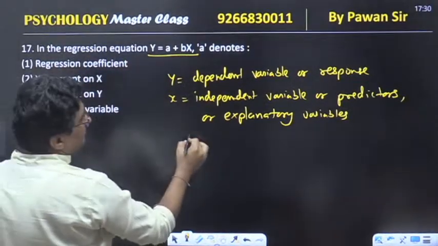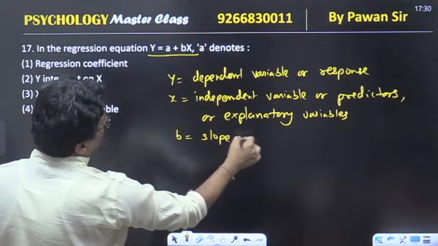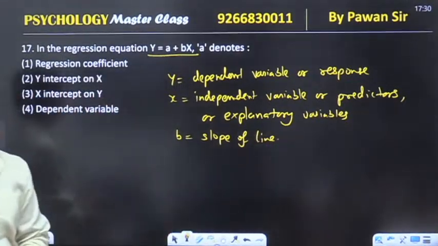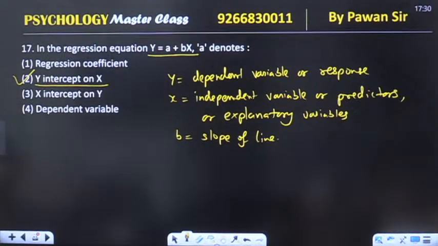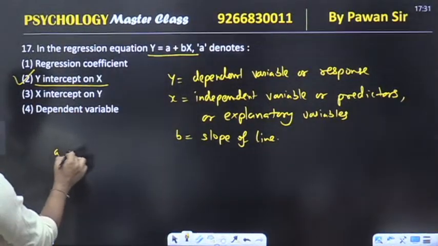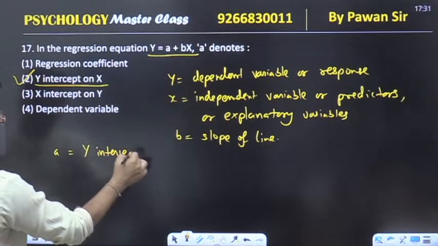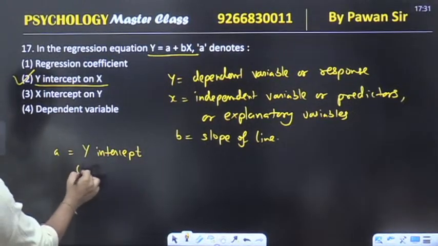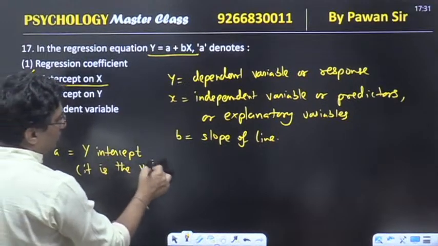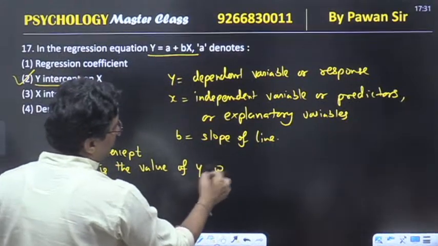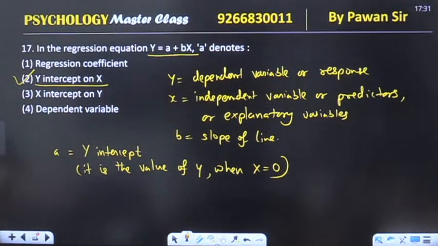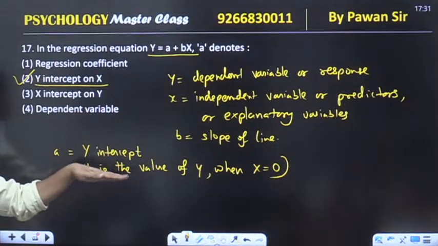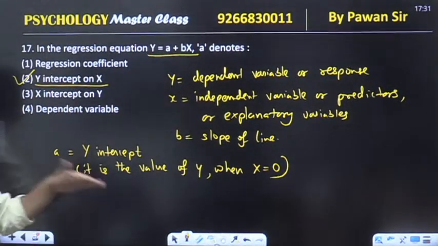B will be the slope of the line, the slope of the regression line. And A is the y-intercept. It is the value of y when x is equal to 0. So this will be the base value of the regression equation.